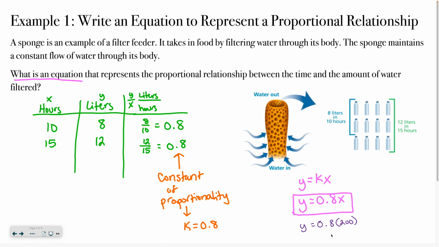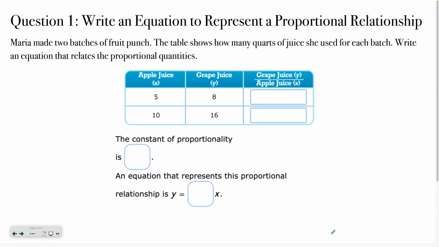Okay, so you can see how this can be a really useful tool to know how to use, even if it's not necessarily that you're calculating the number of liters of filtered water from a sponge. Promise there's a lot more applications than that, but I think that's kind of a fun one.